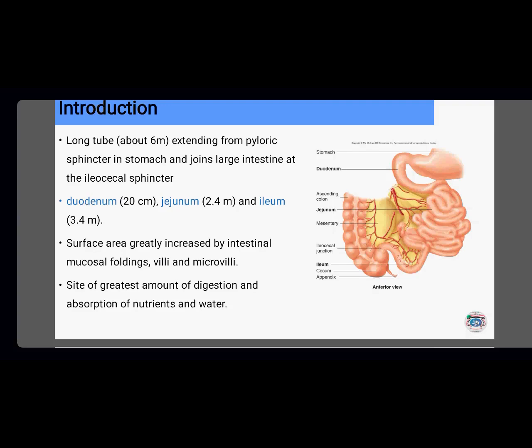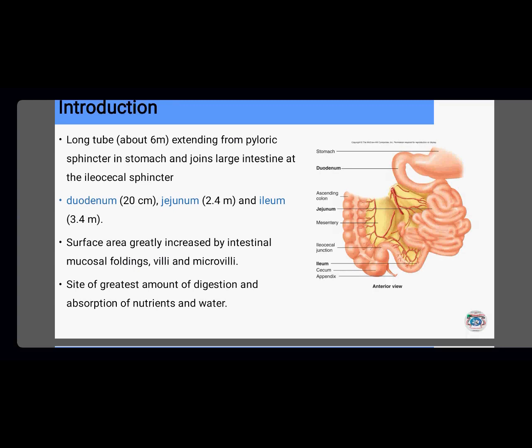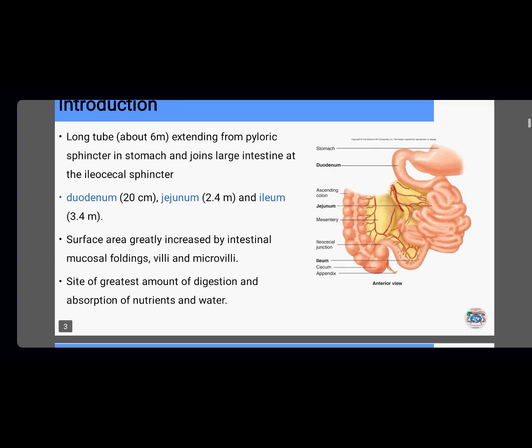The small intestine is divided into 3 compartments. The duodenum is about 20 centimeters, the jejunum 2.4 meters, and the last one is the ileum, 3.4 meters.